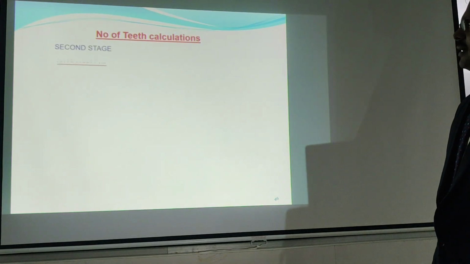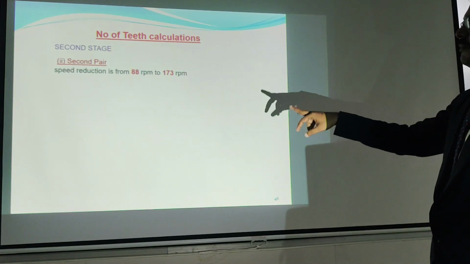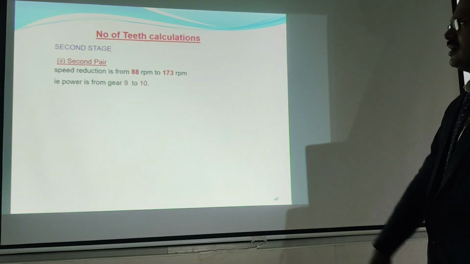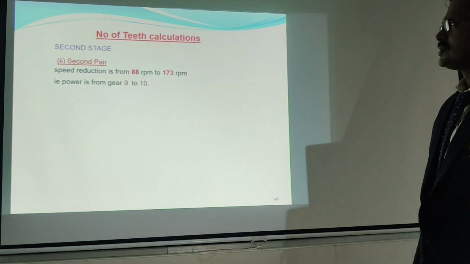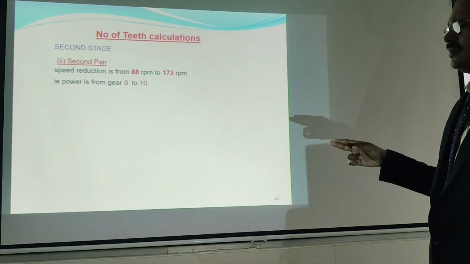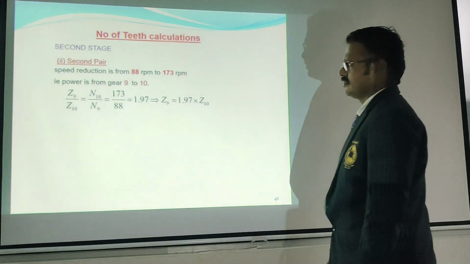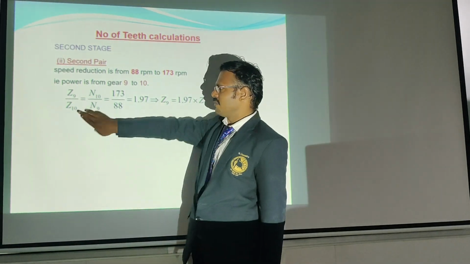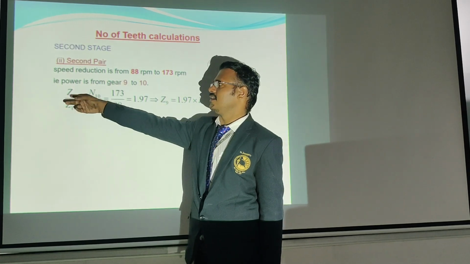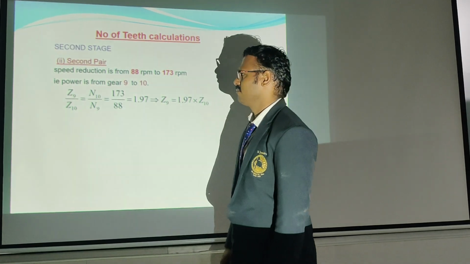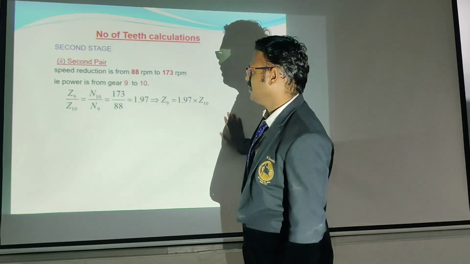Second stage, second pair, 88 to 173. So the gear is 9 to 10. N9 divided by N10 equals Z10 divided by Z9. You can use this formula: N9 divided by N10 equals Z10 divided by Z9. That is also correct. So already we know that.